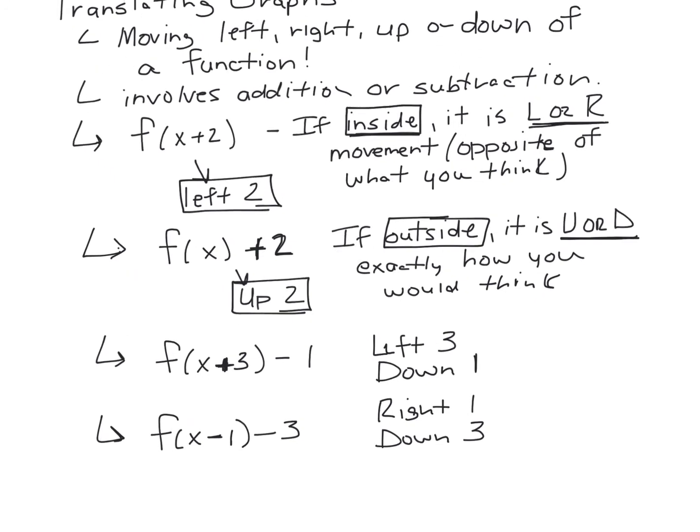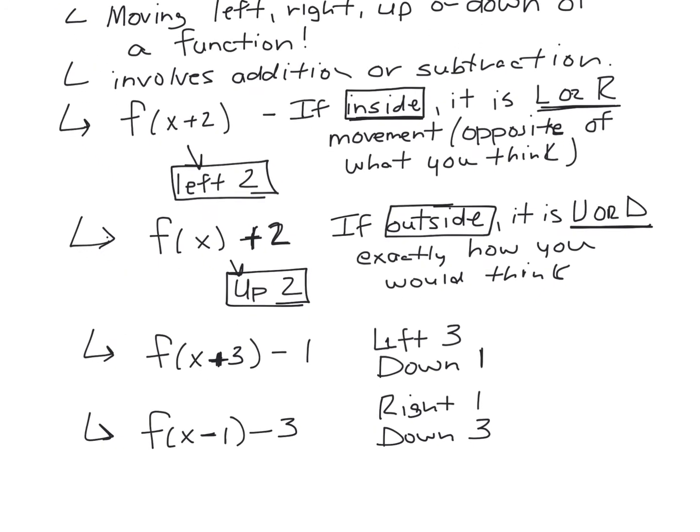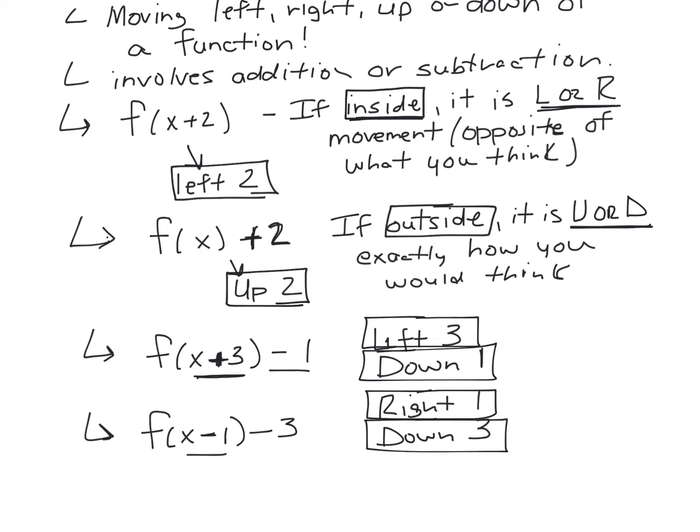Some other examples here, these are kind of combinations. Here we got x plus 3 on the inside, which would mean left 3, minus 1 on the outside, which would mean down 1. The last one here, we have f of x minus 1. That's 1 to the right, opposite of what you'd think, because it's on the inside. And minus 3 would move the graph down 3.